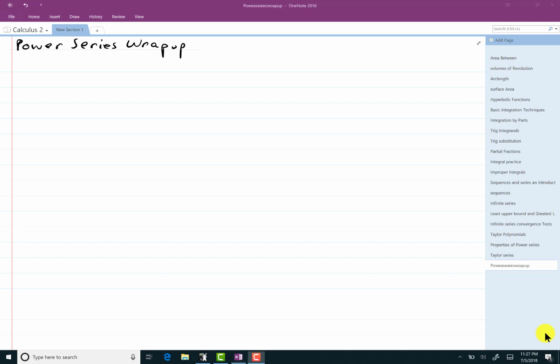We know that the sine, I'm going to use theta because I'm going to use x later. The formula for sine of theta looks like this: theta minus theta to the third over 3 factorial plus theta to the fifth over 5 factorial minus theta to the 7th over 7 factorial, and that goes on and on.